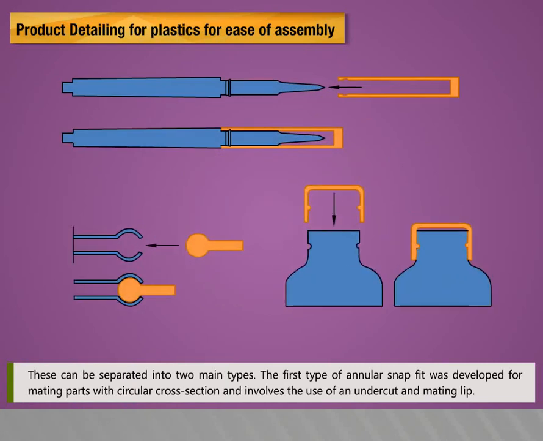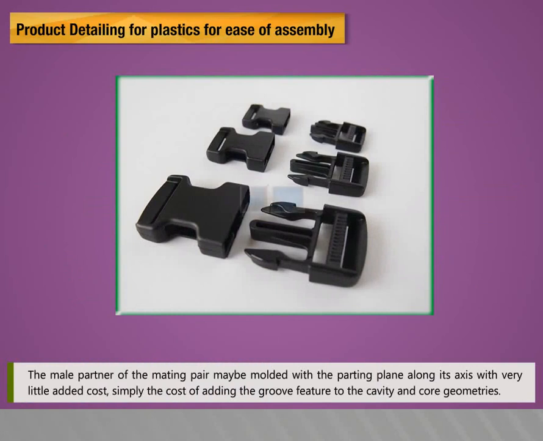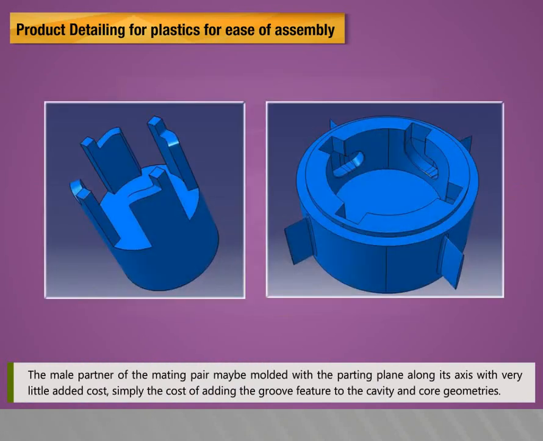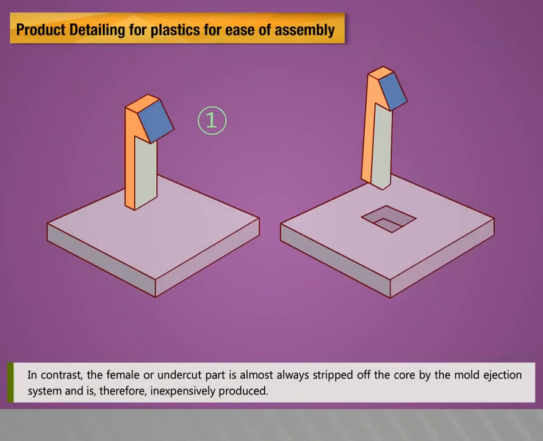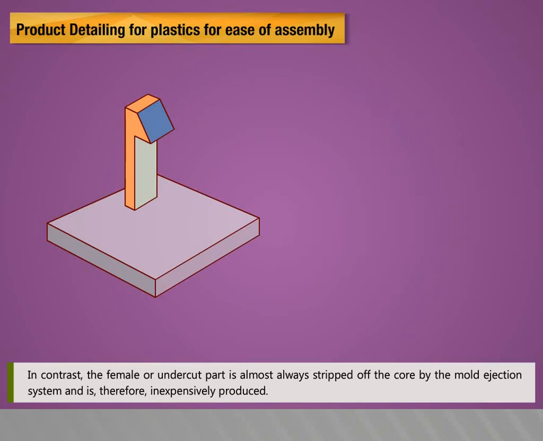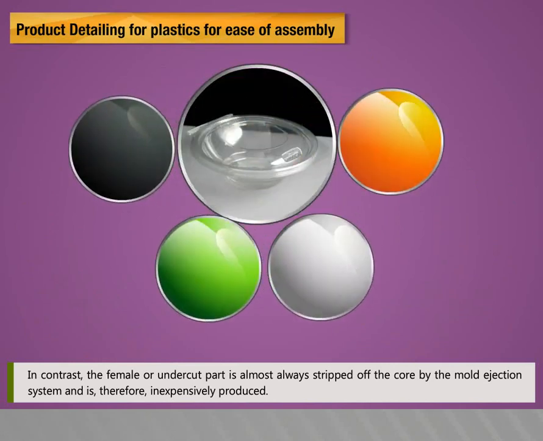The first type, annular snap-fit, was developed for mating parts with circular cross-section and involves the use of an undercut and mating lip. The male partner for the mating pair may be molded with a parting plane along its axis with very little added cost, simply the cost of adding the groove feature to the cavity and core geometries. In contrast, the female or undercut part is almost always stripped off the core by the mold ejection system and is therefore inexpensively produced.